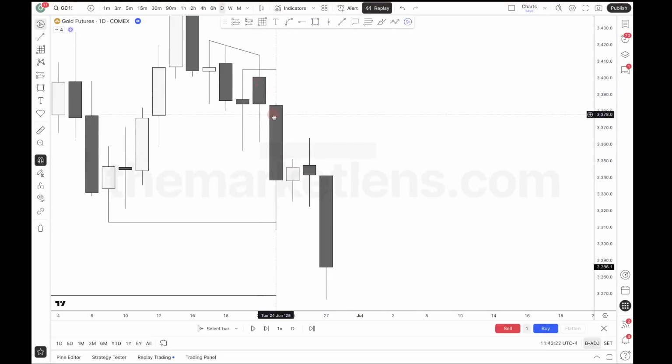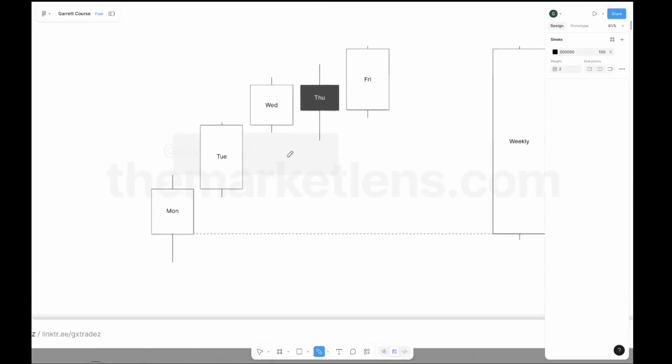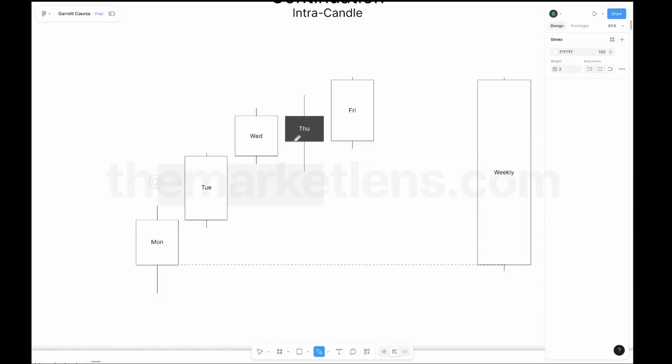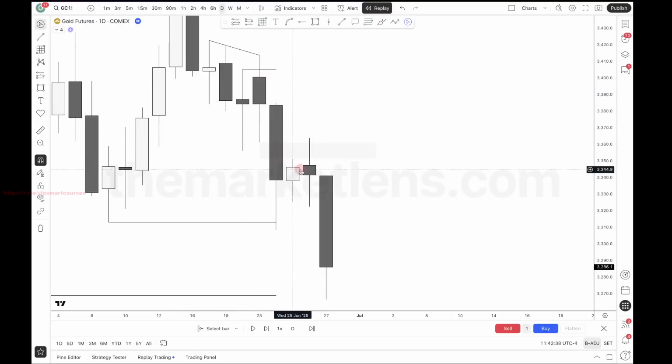So see how Monday, Tuesday, Wednesday, what are they creating? They're creating a gap or some sort of relevant level. They're creating some sort of invalidation level for continuation. So that's what we have here. Exactly what you see here is what you see right here. Right? Monday, Tuesday, Wednesday, expansion.